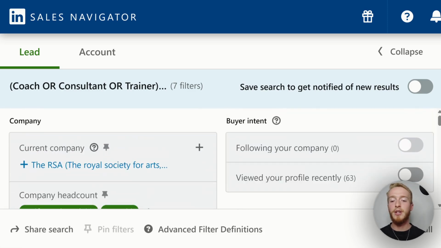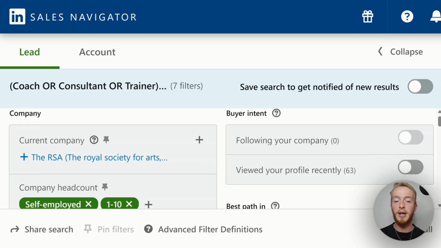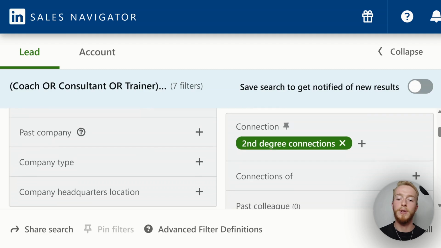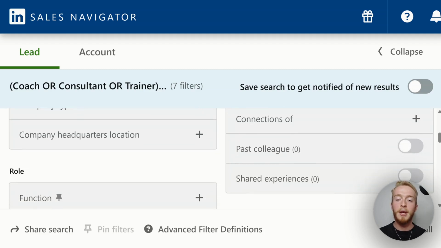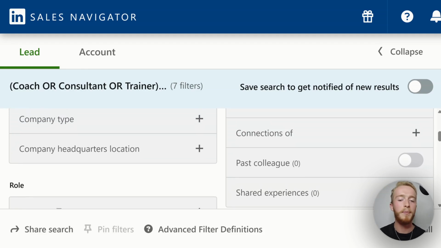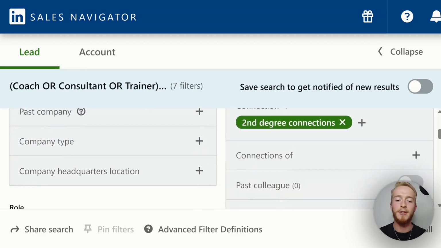Other than that, here you can pretty much ignore buyer intent entirely. There's nothing relevant there. Best path in, ideally do second connections, right? If you don't have that much of a list, or perhaps your account isn't that well developed, you can always do third connections as well. You can do connections of, if you're really trying to get specific around a certain individual, but usually none of that necessarily matters.